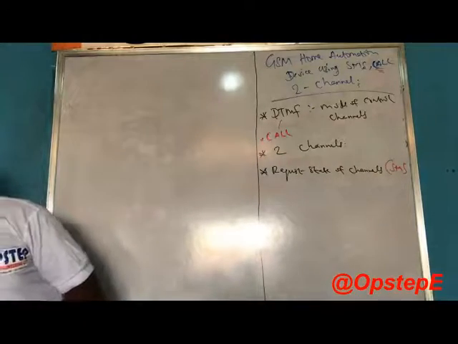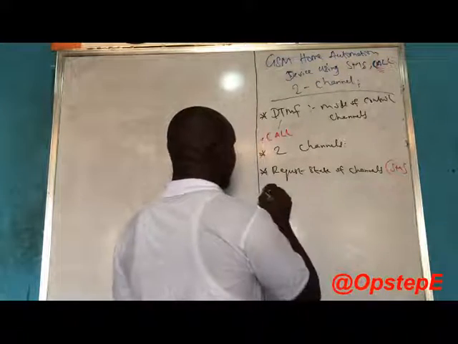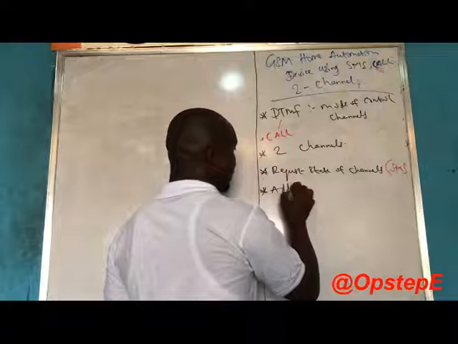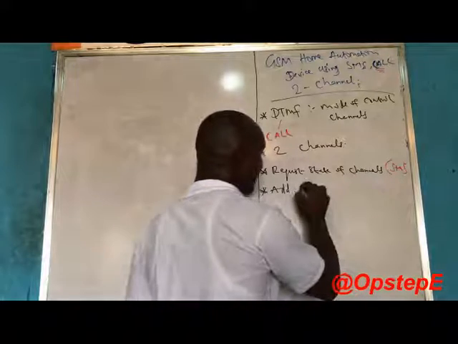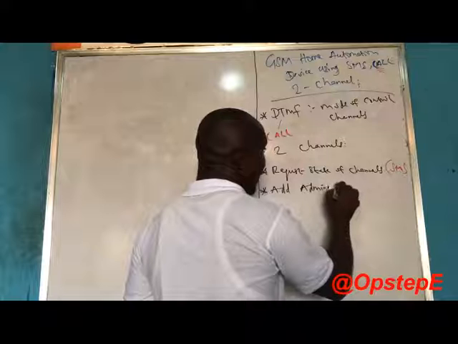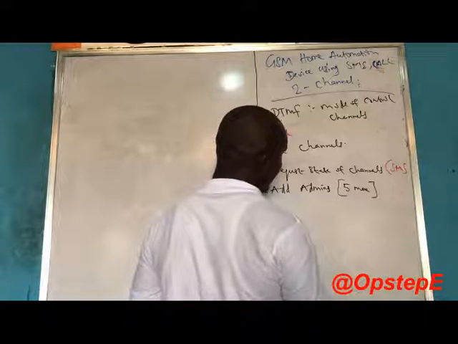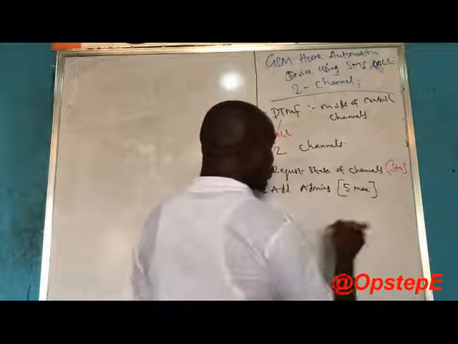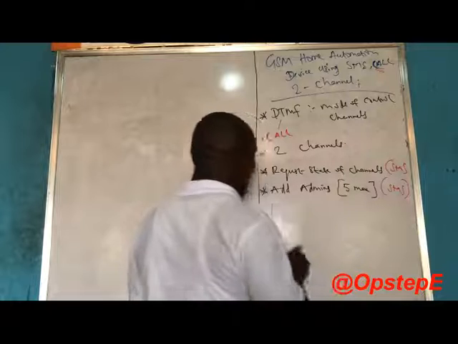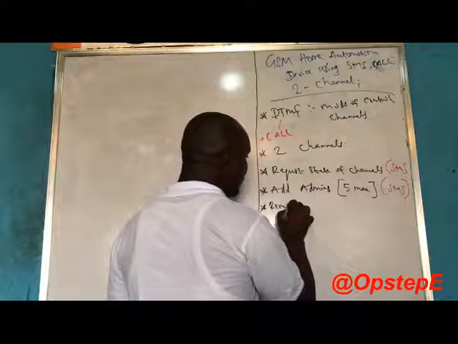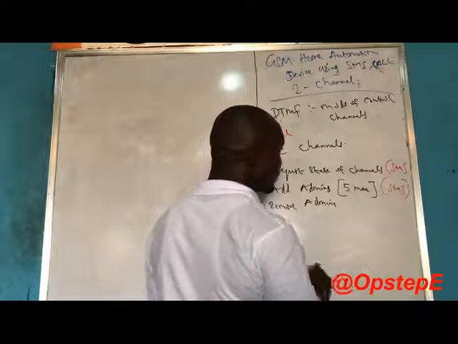And as we said, the system should be able to add admins. Now this time we're not adding users, we're actually adding admins, because only the admins will be able to carry out some operations. We leave the system with 5 maximum admins. This operation too is done via SMS. We also should be able to remove or delete admins. This process too is via SMS.